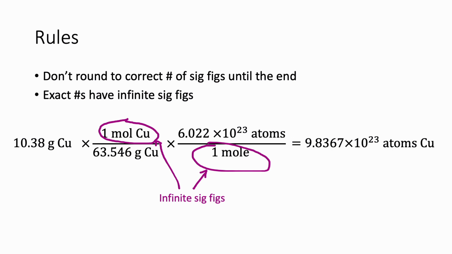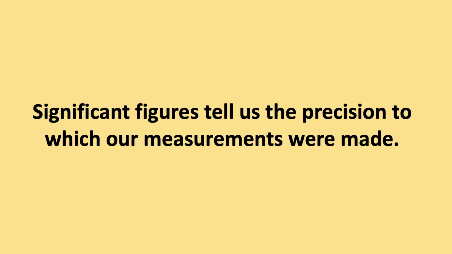Here we have something with 4 sig figs, we have something with 5 sig figs, we have something with 4 sig figs, so we have 4 sig figs. So this is 9.837 times 10 to the 23rd atoms of copper, how we would report this answer. Again, significant figures tell us about the precision of our measurements, and that's really important in science because it tells us how much confidence we can place in your results.